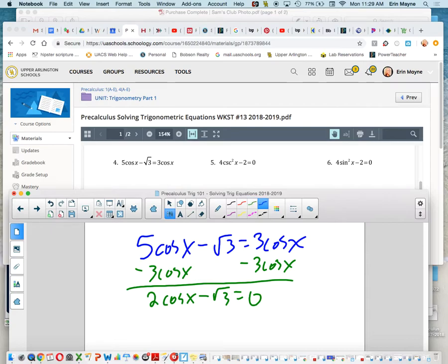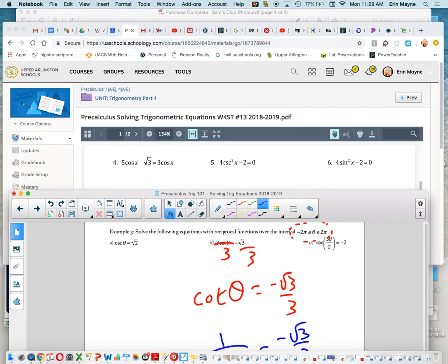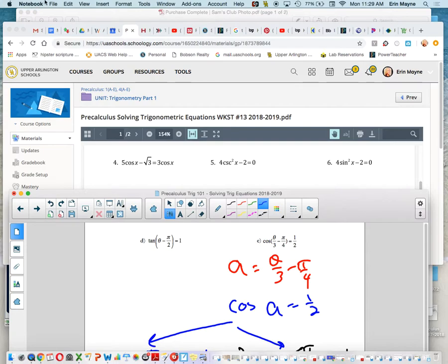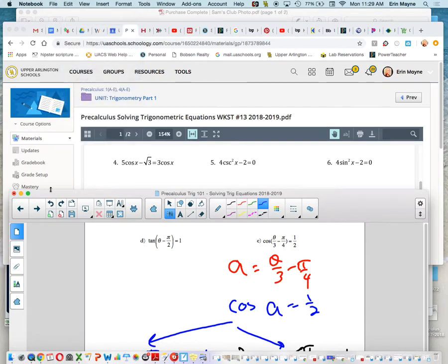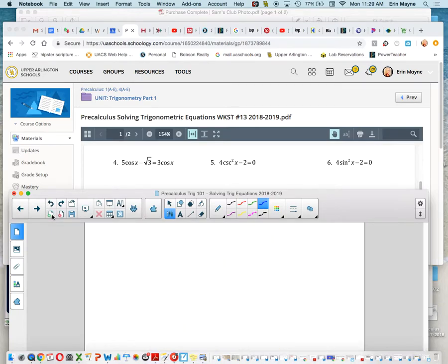What about number 6? 4 sine squared x minus 2. Yeah. Add 2. Hey, what do you do with the extra? Good question. So you still want to get the trig function by itself. So I'm going to add 2, divide by 4. So that's 1/2. Then I what?